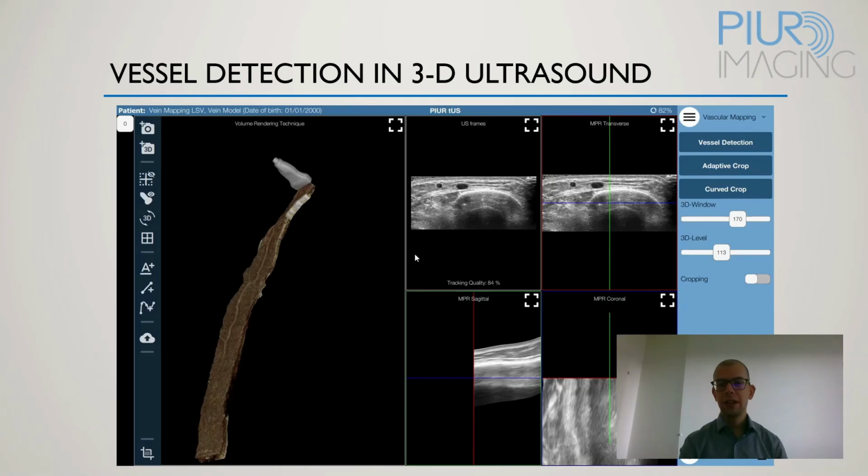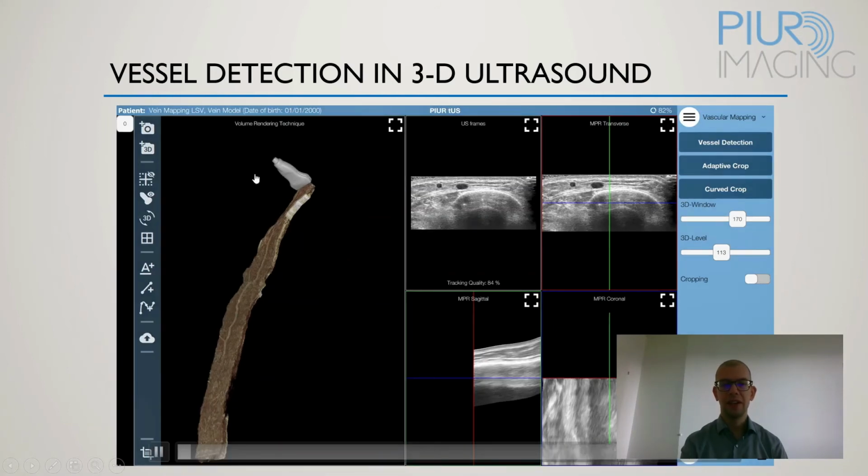So let us now maybe look at an example from computer vision in medicine. There are two examples that I want to show you. The first one is from my own company, PIUR Imaging, and it's about vessel detection in 3D ultrasound. So this is our application in PIUR Tools, and as you can see, this is a 3D ultrasound volume.